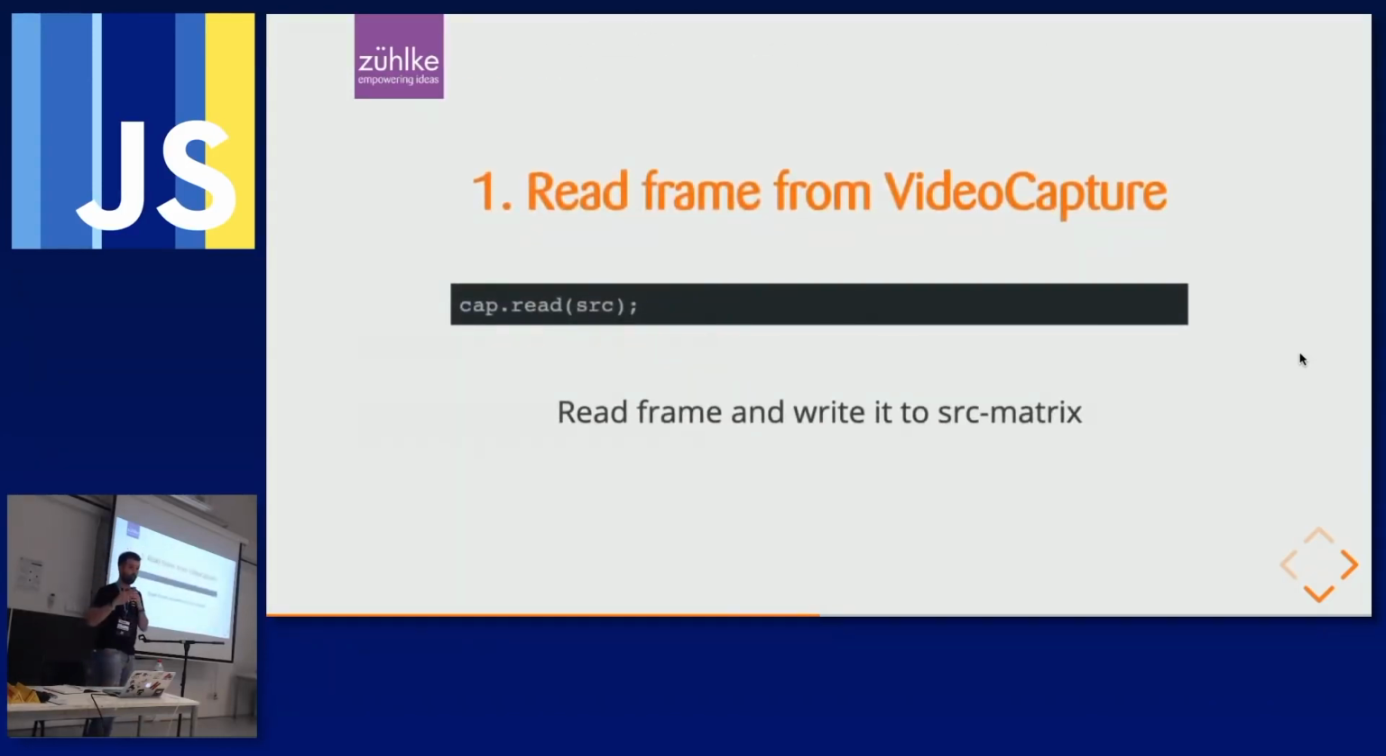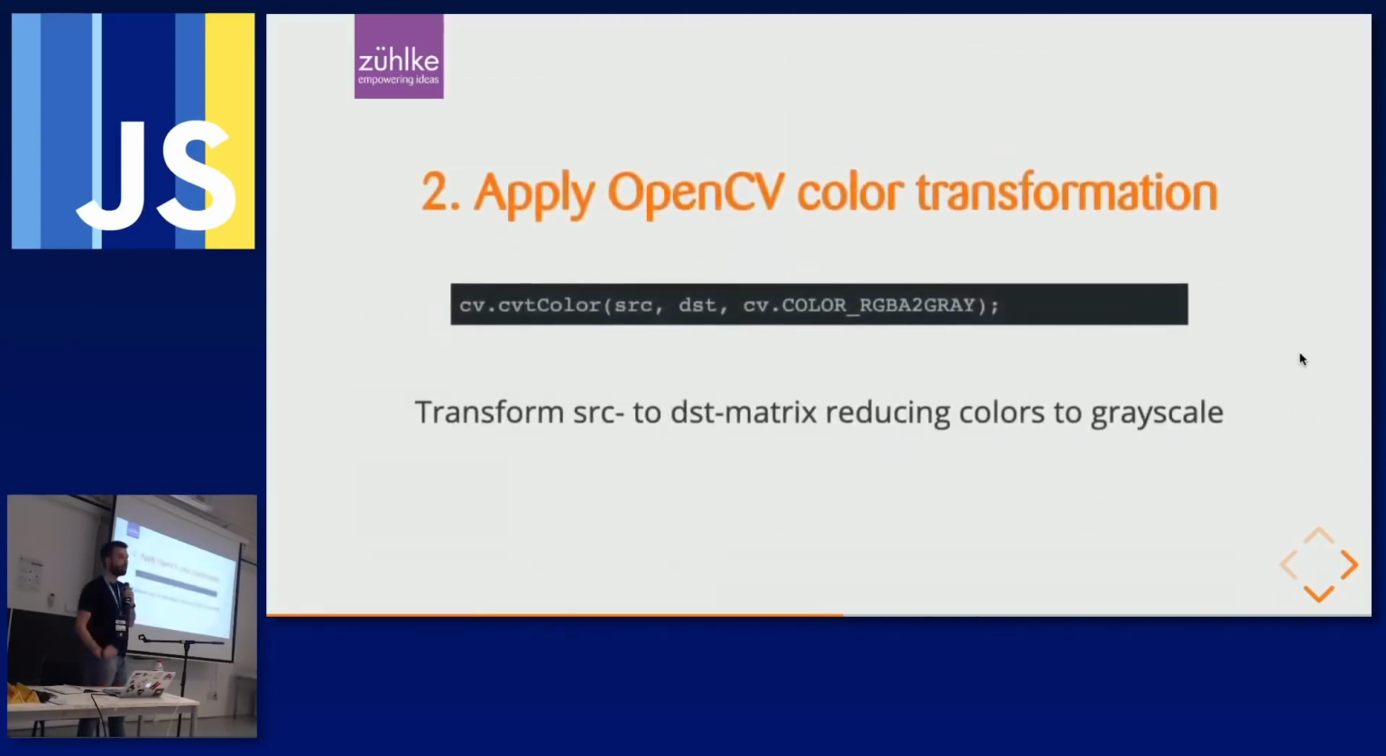The video capture is actually super easy. You say .read and hand in the source matrix. So what it will do, it will transform that image to a matrix. So now our source matrix has an image in it. Cool. Then we convert the color. So OpenCV has a method called convertColor. So we go from the source matrix, we write into the destination matrix, and this is the color transformation that you have to apply. We go from RGBA to grayscale.